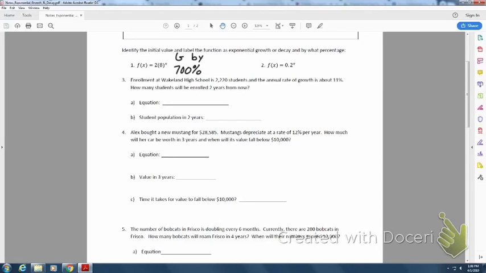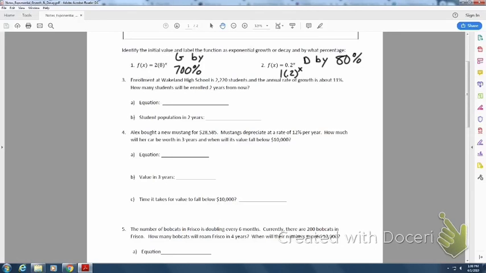Number 2, is that growth or is that decay? Decay. By what percentage? By 80%. Real quick, what is the A value on number 2? 1. This is that situation that I've mentioned a few times before, where if it's just a number to the power of x, there's an understood 1 in the front, which is the A value.